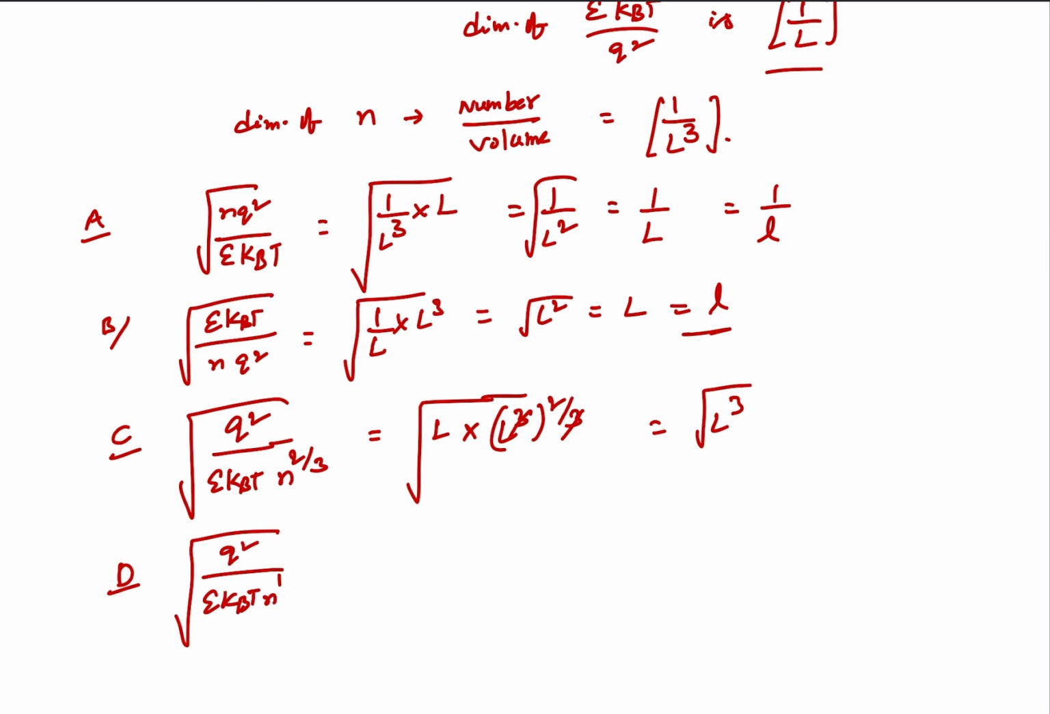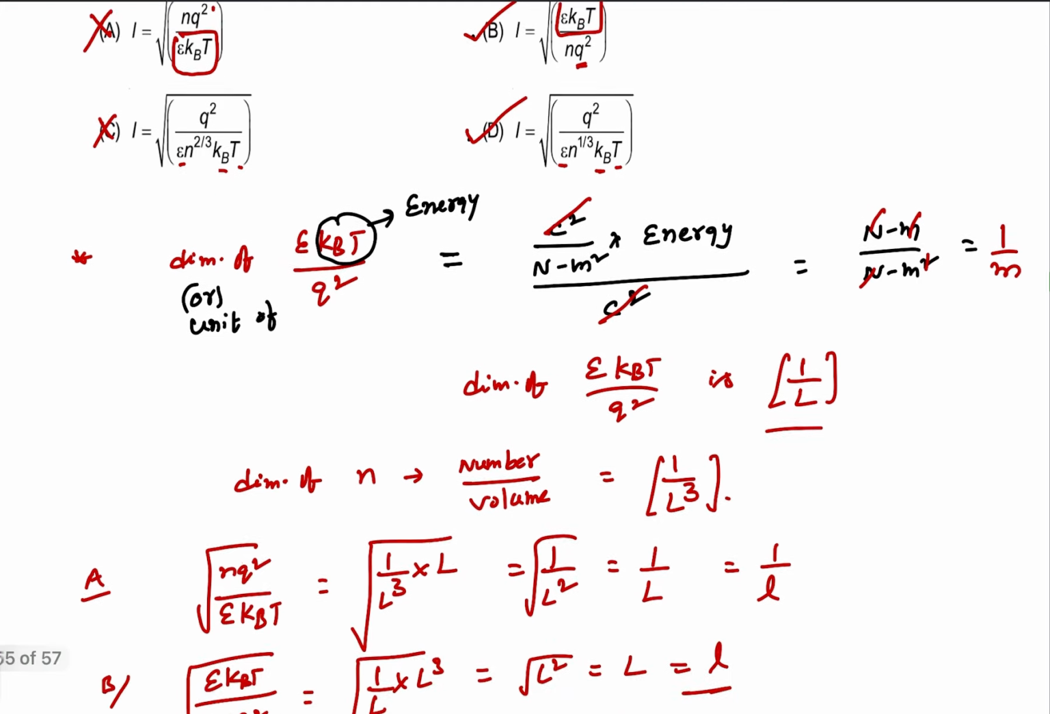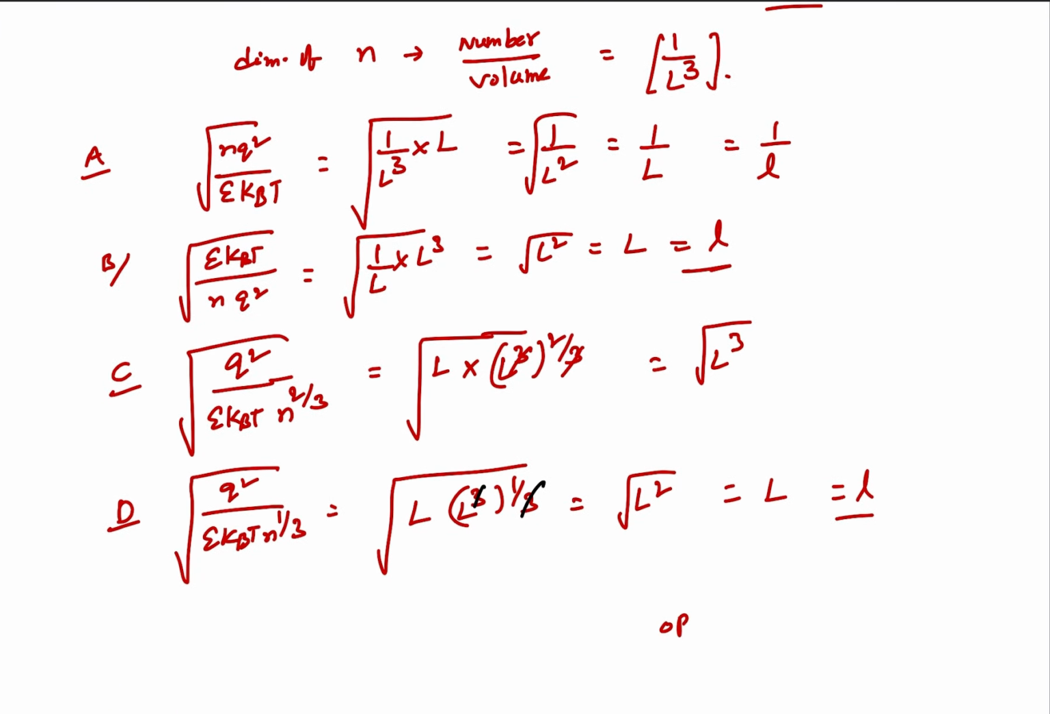Under root of the same thing, n power 1 by 3 is there. Q square divided by epsilon kbt, n power 1 by 3 is given. Under root of L cube, whole to the power of 1 by 3. So we can see that the cube and 1 by 3 get cancelled. We get L square as a unit dimension, that is L. So you can get the L.